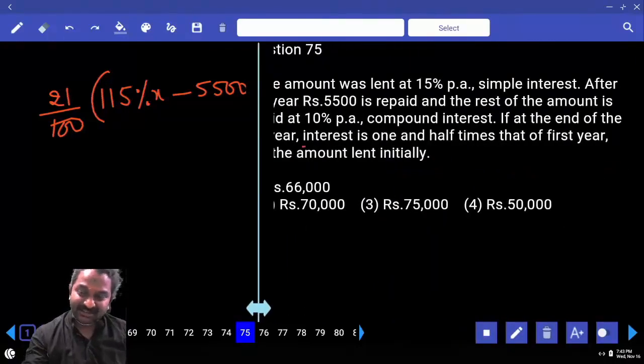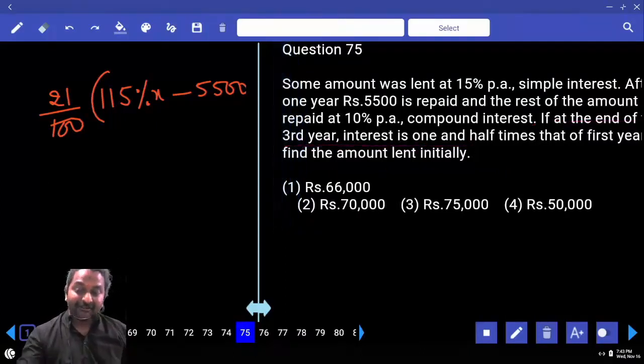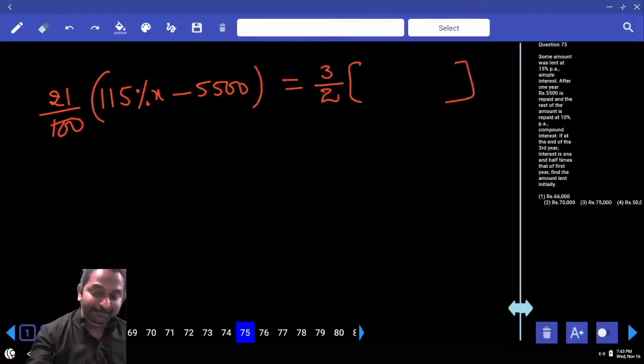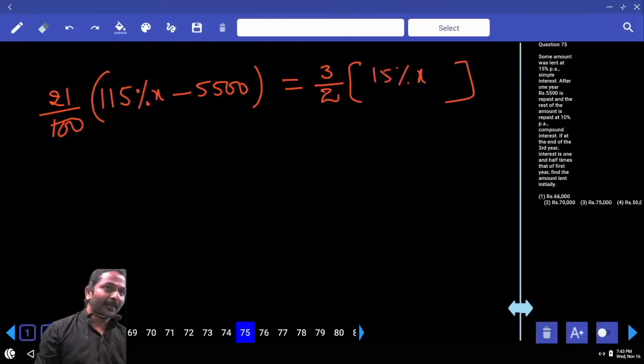Read it all at once. If at the end of the third year, interest is 1.5 times that of the first year, what are they talking about now? Interest. So for the first year, what do you need to take? Interest. For the first year, how much is the interest? 15% of x. Got it?